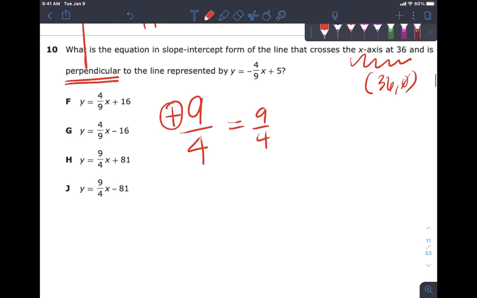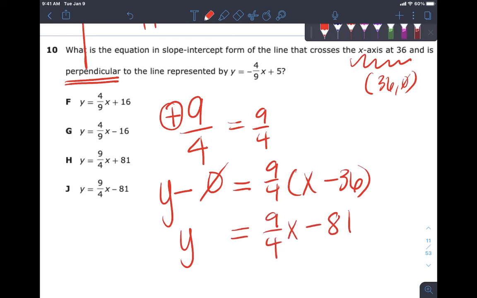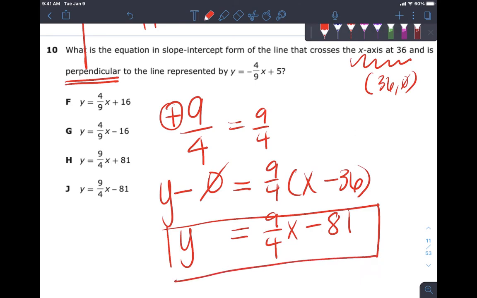So now I'm going to go ahead and take that point and my slope, and I'm going to plug it in. Y minus blank equals slope times x minus blank. So I'll fill in all of my numbers. And I ended up simplifying. So now I look, and it looks like J is the correct choice.